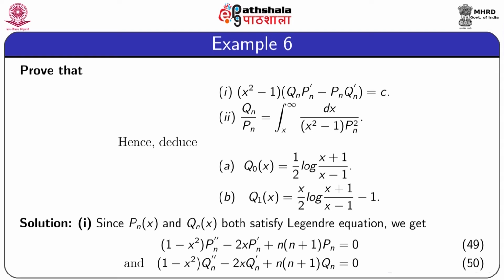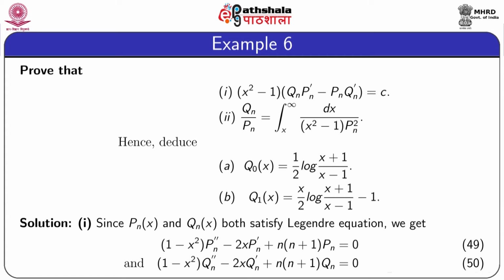Our final example has 4 parts. The first part is, we have to prove (x² - 1)(Q_n P'_n - P_n Q'_n) = c, where c is a constant. The second part, we have to prove Q_n / P_n = integration from x to infinity of dx / ((x² - 1) P_n²), and hence we have to deduce Q_0(x) = half of log((x+1)/(x-1)), and Q_1(x) = (x/2) log((x+1)/(x-1)) - 1.